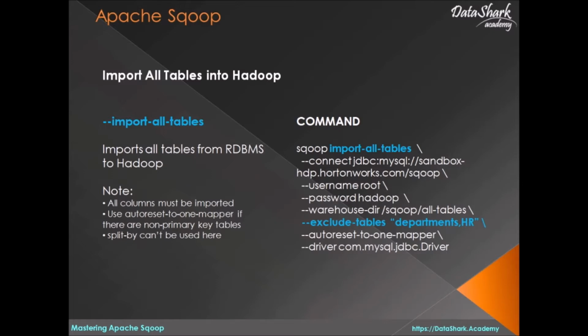You can exclude any tables from importing if you want by using the exclude tables directive as shown here. Make sure that the list of the tables has no spaces in between and they are separated by a comma. The entire list must be enclosed by double quotes. Let's run this command in our Sqoop CLI session and check the results.